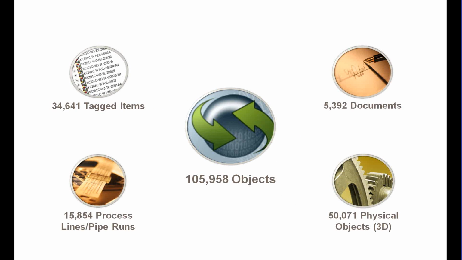We have physical objects, which are actually mined physical objects from a model. Tagged items would include circuits, motors, pumps, instruments, instrumentation, anything that's a functional location. And then, of course, separately, we have process lines and pipe runs, which again is process information that usually relates to a P&ID. Again, these were the numbers as of November of 2011.